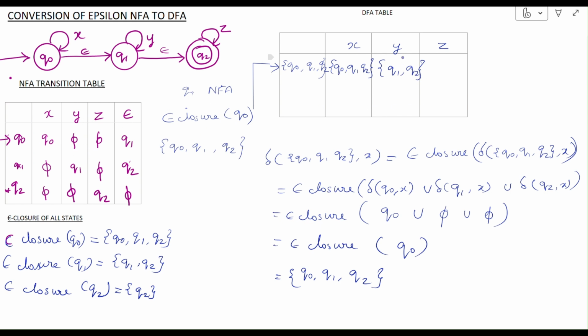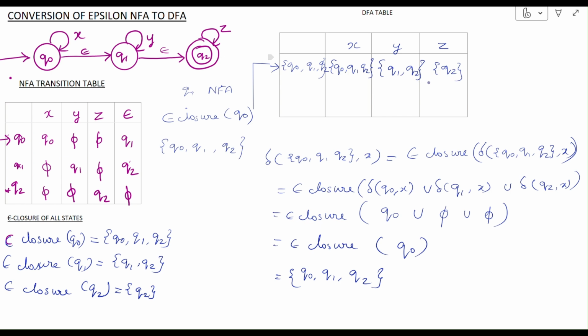Next is the transition of Q0, Q1, Q2 on Z. It is the combination of these transitions and then applying epsilon closure to it. So it is Q2, and the epsilon closure of Q2 is Q2. Now we are going to identify the new states formed. Q0, Q1, Q2 is already there. Q1, Q2 and Q2 are the new states formed.